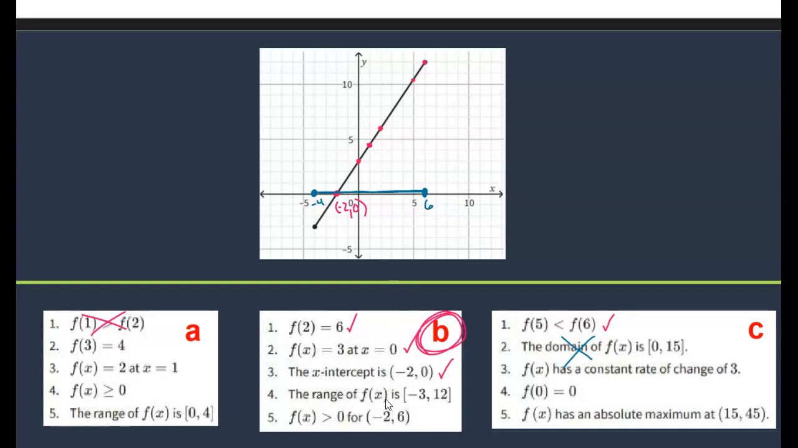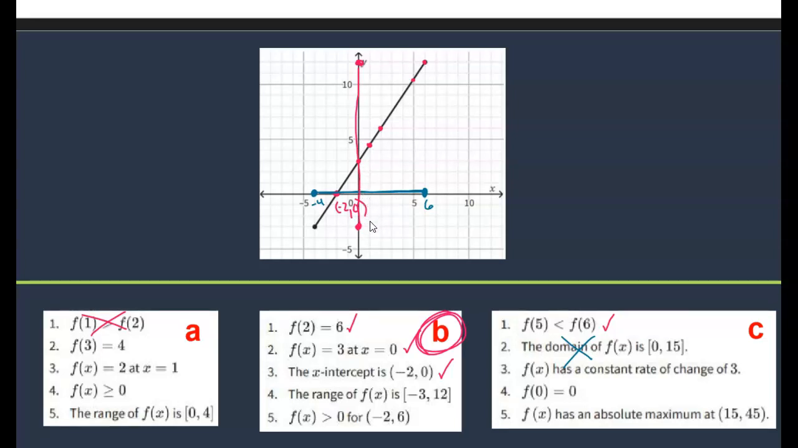The range of f of x is -3 to 12. The range is our outputs. The set of inputs is the domain. The set of outputs is the range. So let's look at our valid y values here. It starts down here, goes all the way up to here. That's our top y value. We're going to look at the numbers in between.